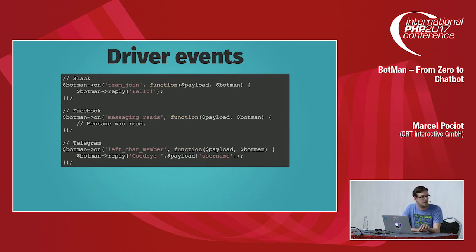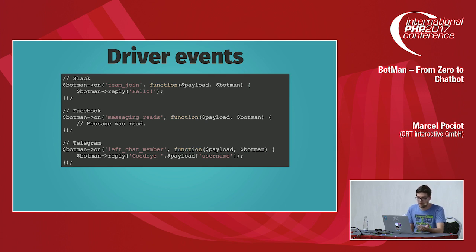BotMan also gives you the ability to react to certain events that happen in the whole life cycle of your chatbot. For example, with Slack, there is a team join event that gets executed every time someone joins the channel. Then you can just listen for this event, and you get the payload of the event, and then you can reply and just greet everyone that joins the channel or the room.